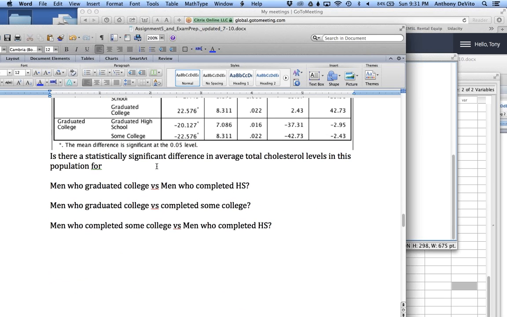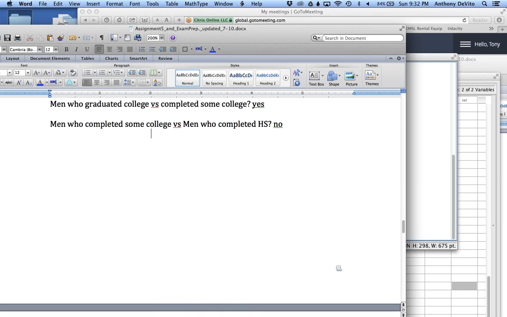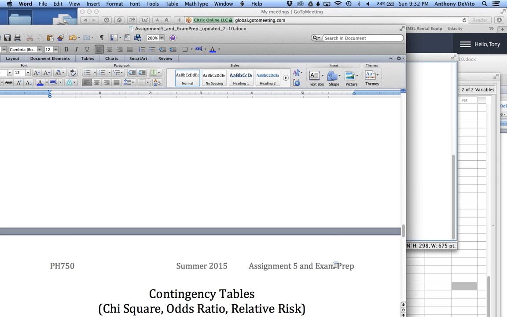Okay, and let's see, is there a statistically significant difference in average cholesterol levels? Is there for men who graduated college versus men who completed high school? Well, that was yes. There is a statistically significant difference. How about between men who graduated college versus completed some college? That was a yes also. How about men who had some college versus men who completed high school? No, we were not able to prove that there's a difference between those two groups. That's our analysis of variance. That's what analysis of variance is all about.